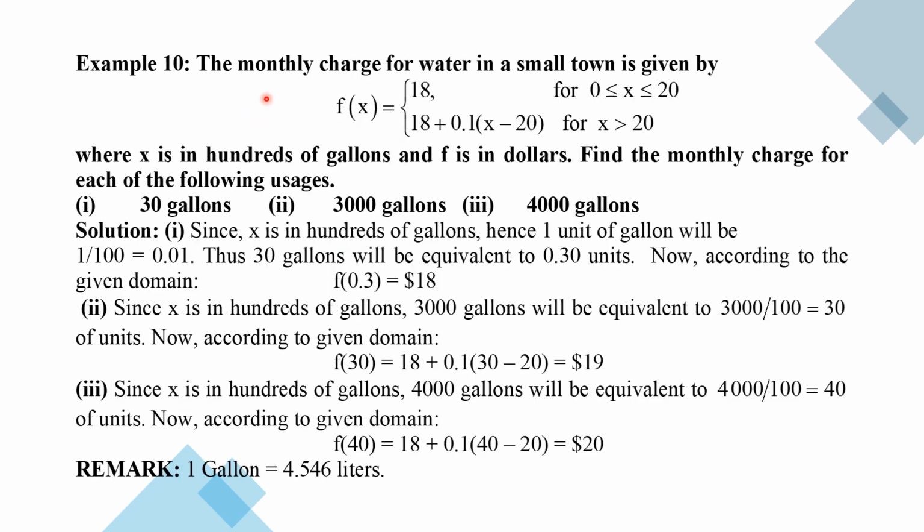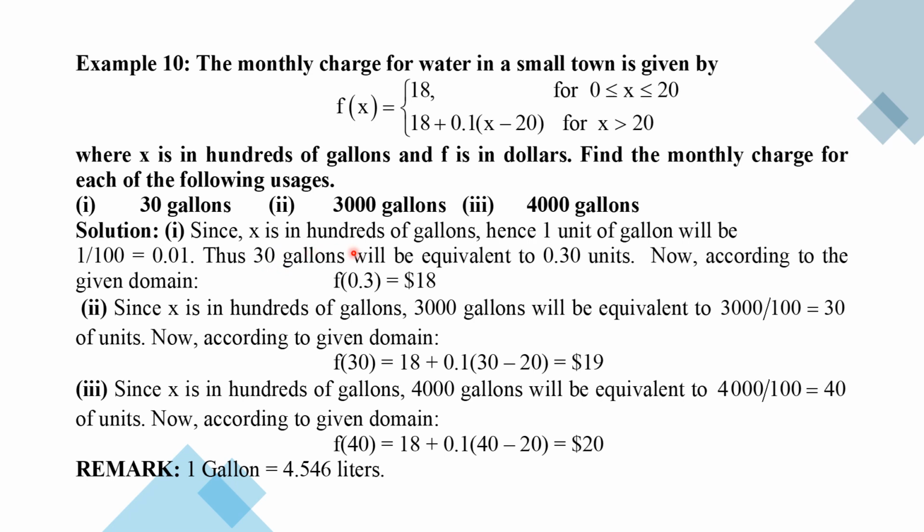Another example: the monthly charge for water in a small town is given by 18 for x from 0 to 20, and 18 plus 0.1(x minus 20) for x greater than 20. The monthly charge of water in a small town is given by this two-piece function, where x is in 100s of gallons and f is in dollars. Find the monthly charges for each of the following: use 30 gallons, 300 gallons, and 4,000 gallons.